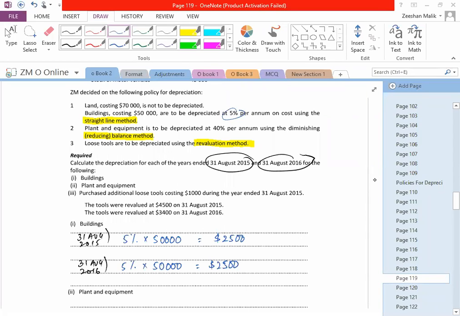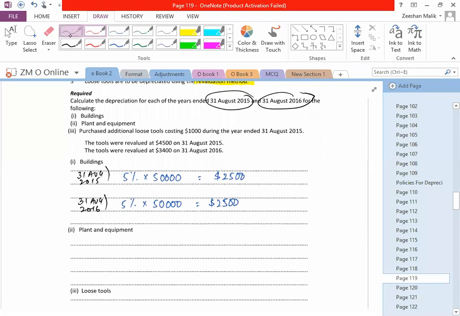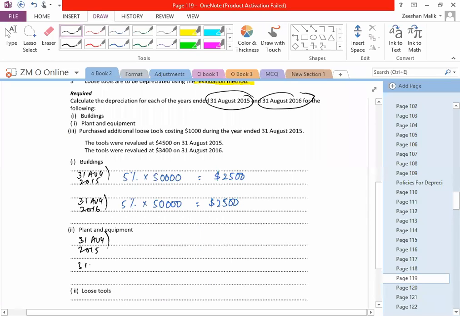Let me go towards the plant and machinery. On plant and machinery, we need to apply 40% diminishing or reducing balance. Same meaning. Again, you need to write the date first: 31st August 2015, 31st August 2016.